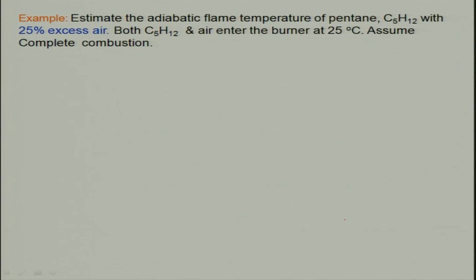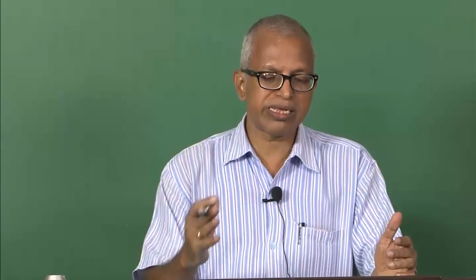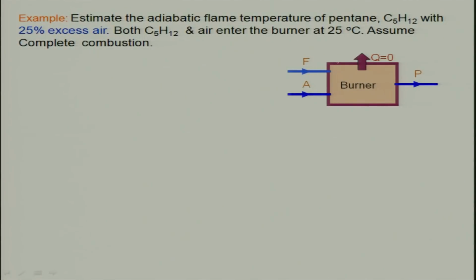That means what? It will have carbon dioxide and water, and of course it is with air, so nitrogen will be there. It is an inert gas for this example. And then of course with 25% excess air, some oxygen will be there at the end of combustion. So as I told you, we will take an open system here because it is a burner, a control volume.